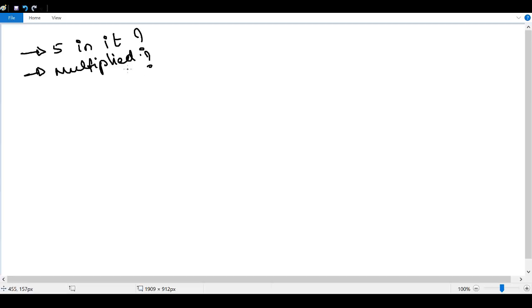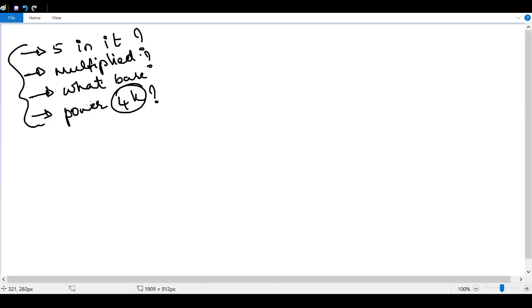Right? Do I have a 5 in it? Is the unit digit being multiplied? What is the base that I am talking about? Is the power becoming a multiple of 4? So when I look at these 4, I should be able to generate my answer immediately. Let's look into something else, right? Let's look somewhere else.